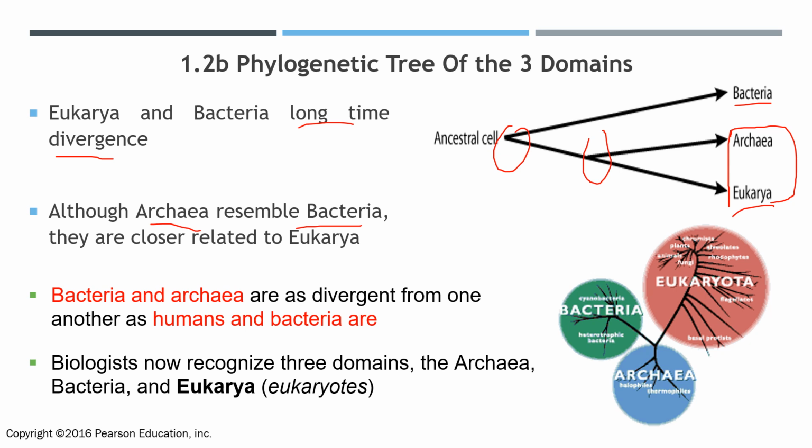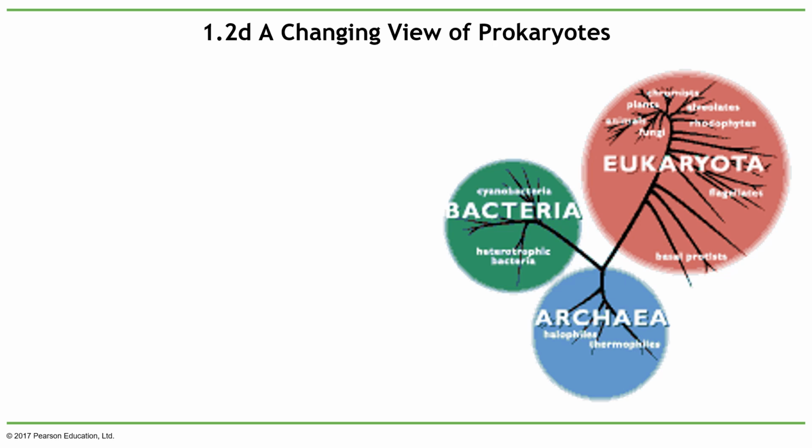Based on this phylogenetic tree, the new information that is showing us is that bacteria and archaea are as divergent from one another as human and bacteria. So they are much farther apart than we expect, and this is why we recognize that there are three different domains. So we were talking about this key idea that there is a changing view of prokaryotes.